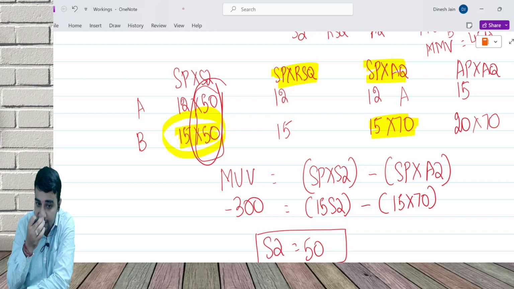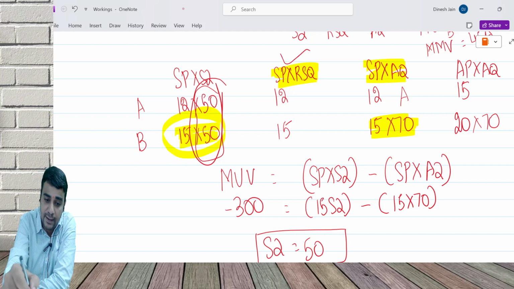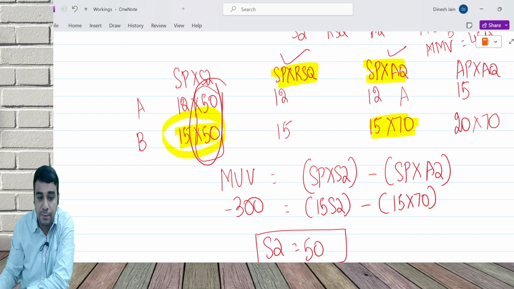Material mix variance is the difference between this one and this item: SP into RSQ minus SP into AQ. RSQ of A missing, RSQ of B missing, AQ of A missing. AQ of A is taken as A. Total is A plus 70. RSQ is A plus 70 by 2. Why by 2? Because 1 is to 1. How 1 is to 1? You see here 50-50. You see the mix here. Any doubts on this? Now come down.